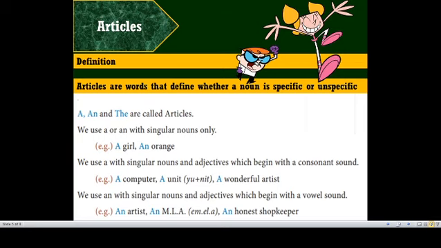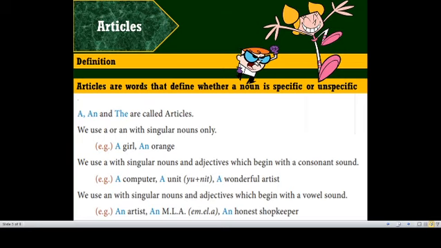What are articles? There are two articles, definite article and indefinite article. What is the definite article? The is the definite article. A or an are the indefinite articles. So let us see the topic in detail.